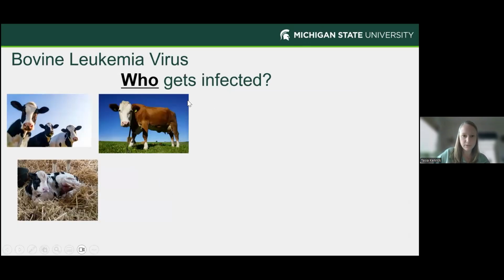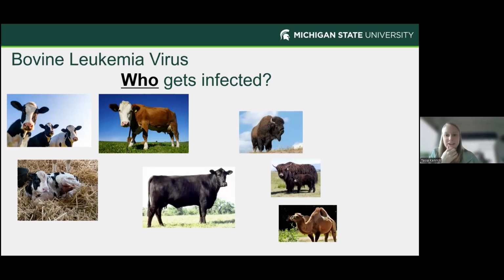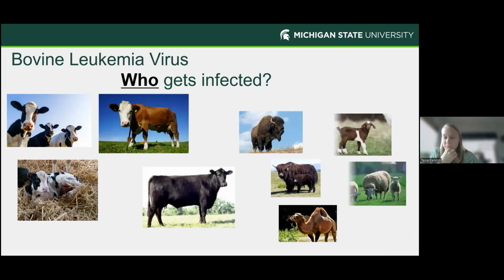There we go. So who gets infected? This is a group of dairy producers or dairy interests. So it's infected in young stock and adult animals of dairy animals. Beef animals are not excluded. Neither are bison, buffalo, yaks, camels, and sheep and goats also get infected with BLV.